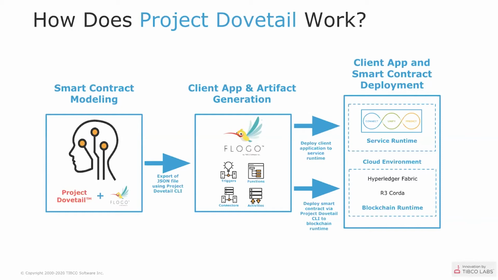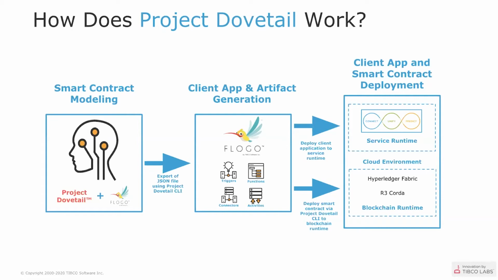Then after you have that smart contract, you can use it to create your client application and artifact generation, which is basically what is exposed to the world, right? Your API. You can generate your application that exposes your smart contract as a REST API, for instance, or GraphQL or something else. Once we have those two things, the smart contract and the client application, you can deploy them both.